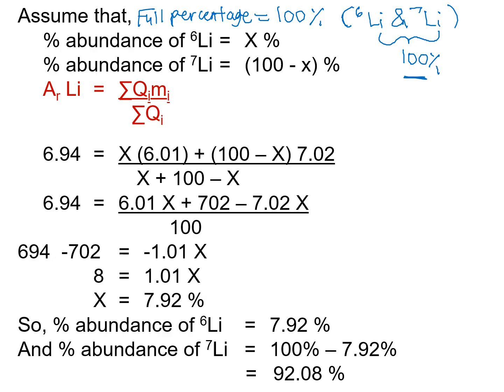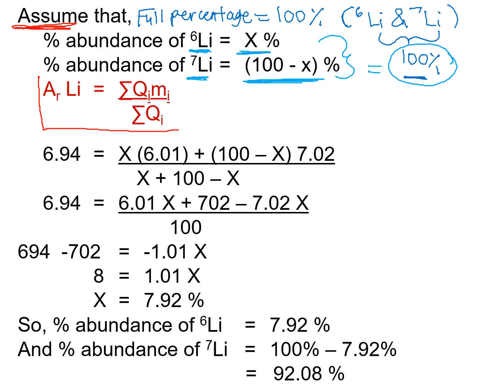So that's why you need to assume, okay? That's why you assume percentage of abundance for 6 Li ni adalah X%. Manakala percentage of abundance for 7 Li ni adalah 100 minus X%. Sebab apa? Because kalau you campurkan diorang berdua, it will be equals to 100%. So first, what you need to do is you really need to assume diorang punya percentage abundance.